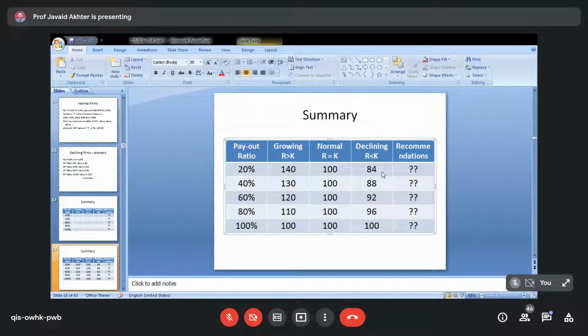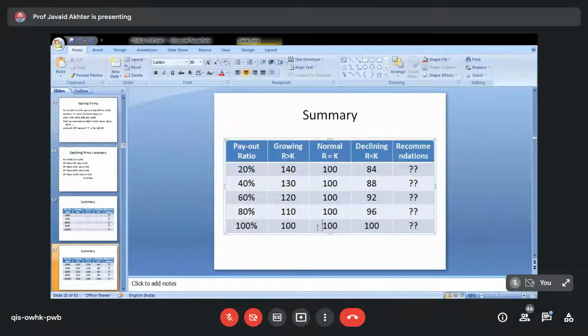If we look at the two extremes, growing and declining, we see the opposite trend. Am I right? Yes, sir. If we see normal, there is no difference. It can be 0, it can be 100. Even at 0, the price will remain 100. Even at 100%, the price will remain 100.